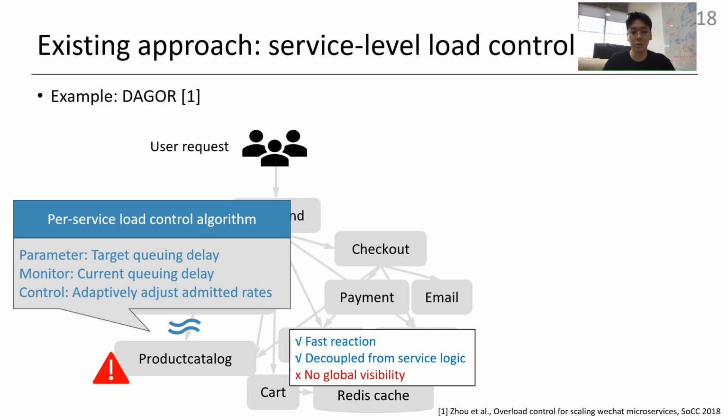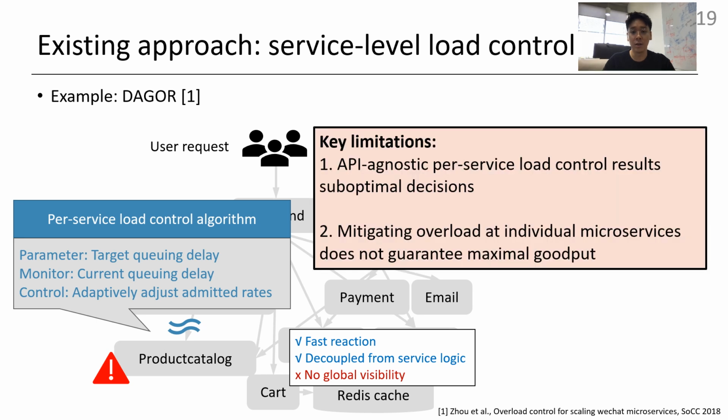This comes with two advantages. First is the fast reaction speed, and second is that load control is decoupled from service logic, the APIs. Therefore, it isn't affected by service dependencies and is robust even if there are flawed implementations in services. However, such an approach lacks global visibility and suffers from two key limitations.